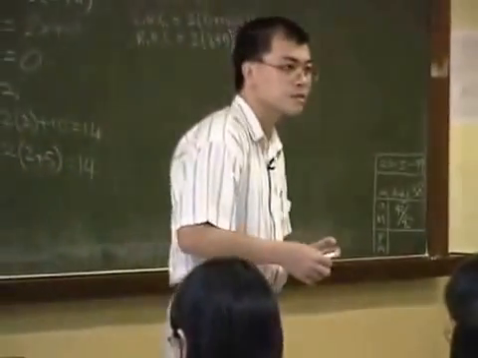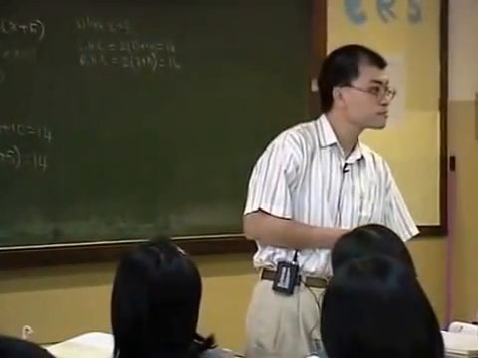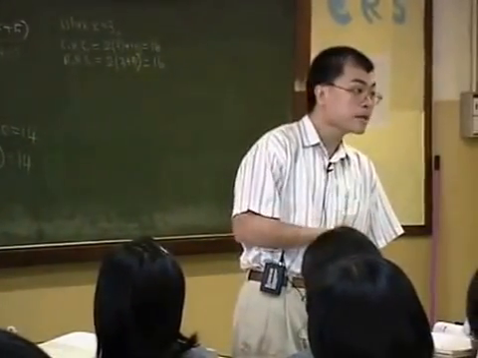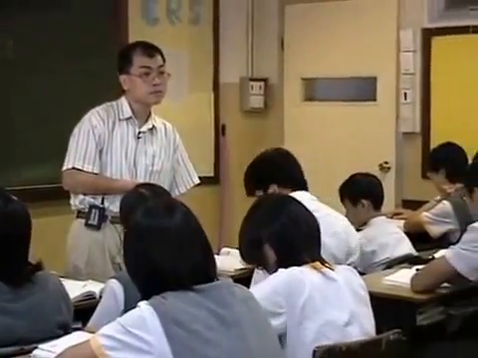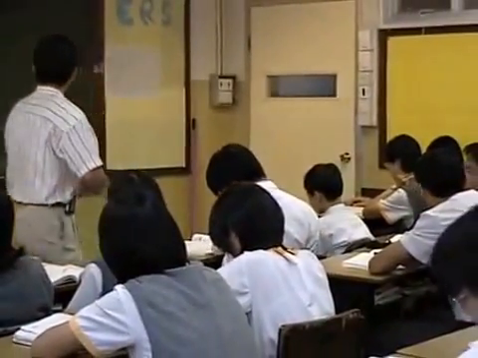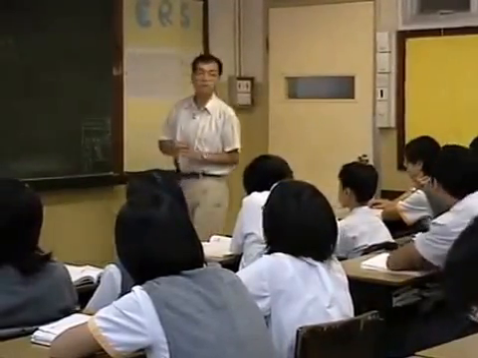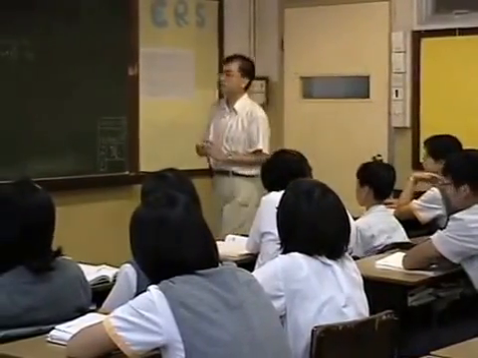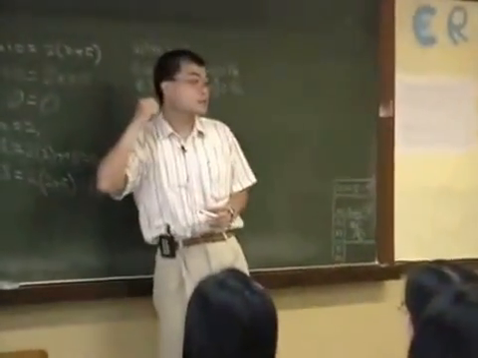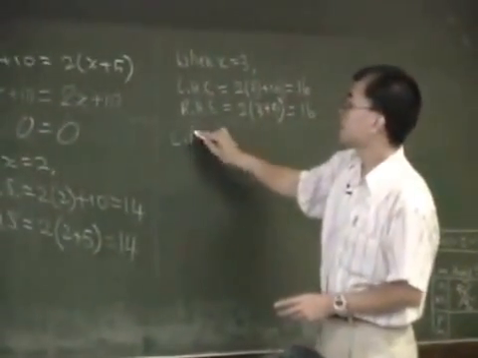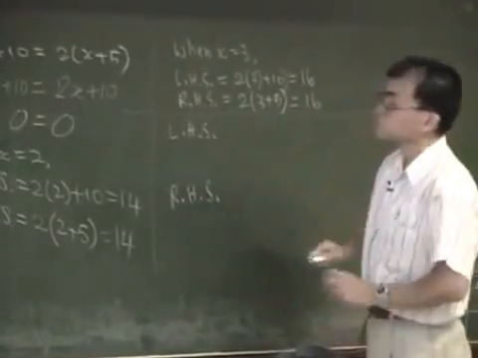You have 5 results. Do you think it is only 5? No. It has infinitely many results. Why? Okay, let's use another trial. This time, we just simplify these two parts, left-hand side and right-hand side.